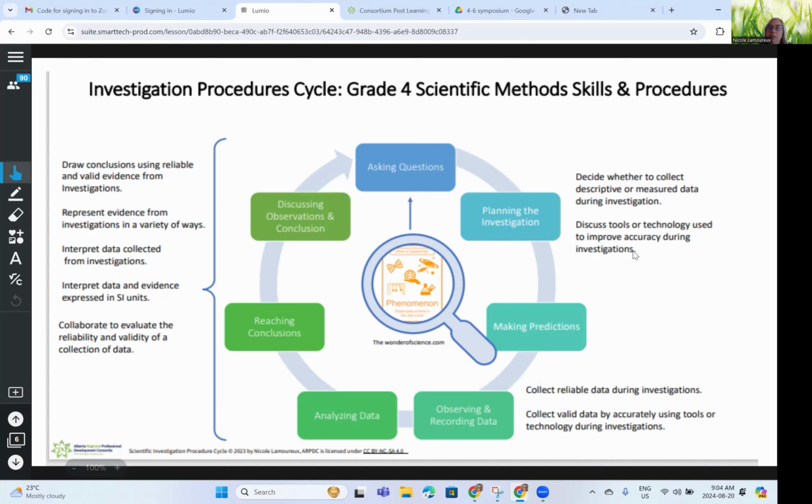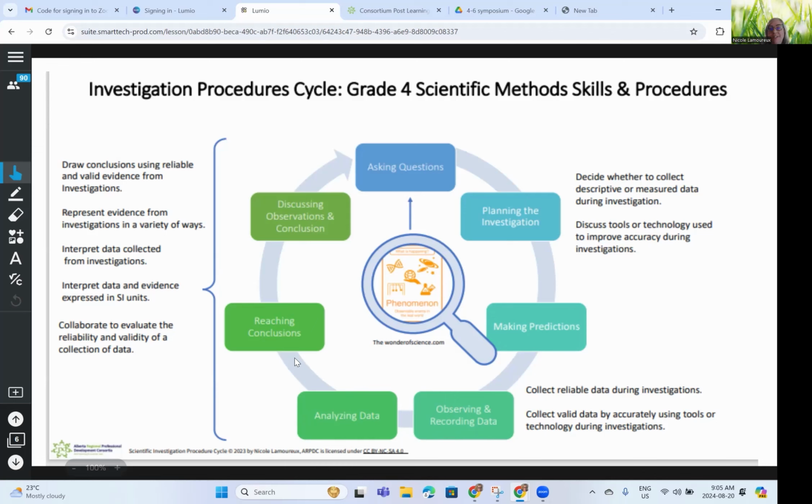They could change their mind after they make their observation and have to go back. They may ask, is this a great way of collecting it, right? Collect reliable data during investigations and collect valid data by accurately using tools, absolutely happening during the observation and recording stage. Now, drawing conclusions with reliable and valid evidence from investigation and representing it, interpreting, comes after analysis, and we'll talk about that, and collaborate to evaluate the reliability. That can arguably even happen during the analysis or recording of observation phase as well.